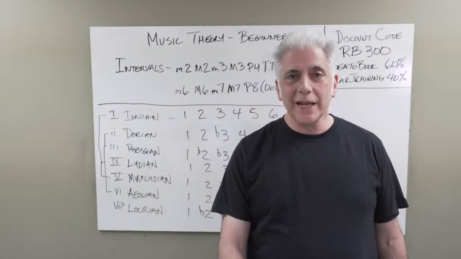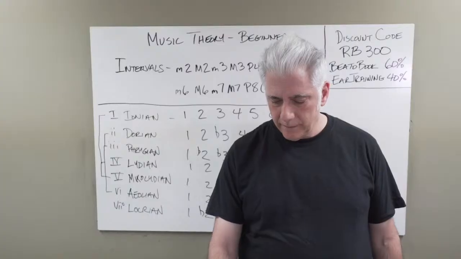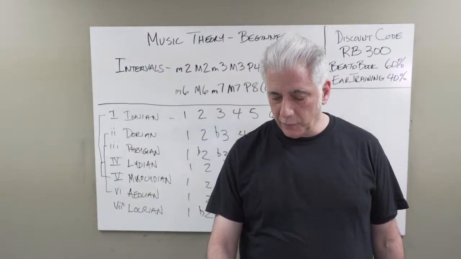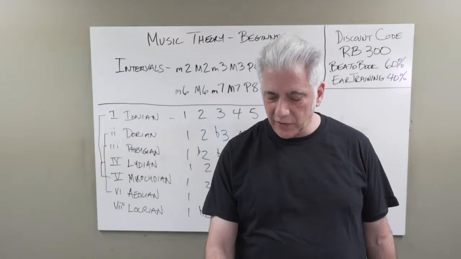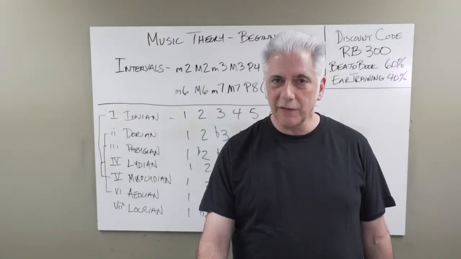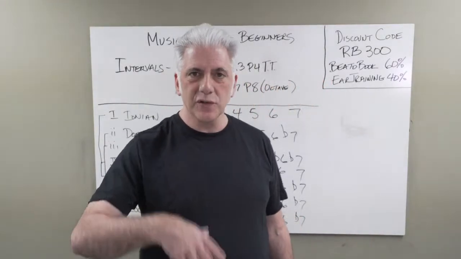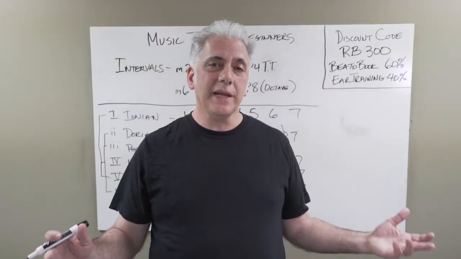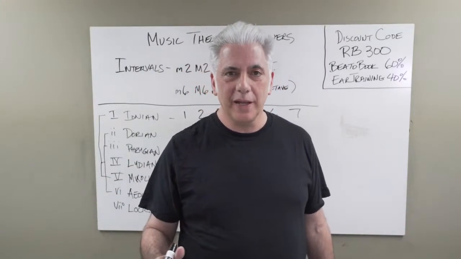Then C Mixolydian is a C major scale with a flat 7. This would be with a regular 7, C major. This is C Mixolydian. You can hear the difference between those. That's a totally different function. C Mixolydian comes from the key of F major. It's the 5th mode in F major.